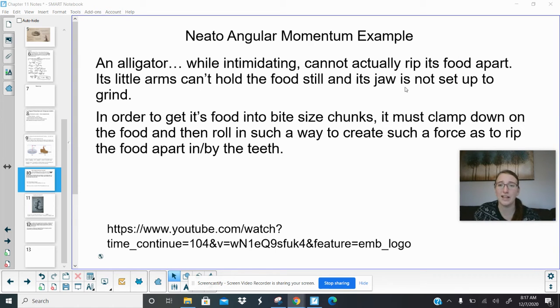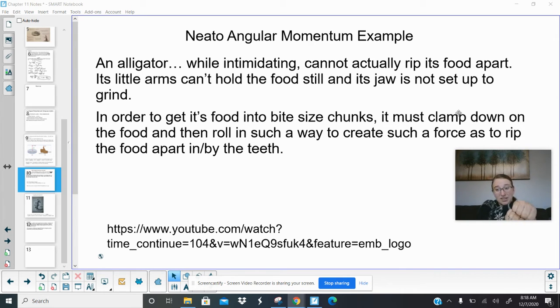So kind of a cool angular momentum example, talking about, again, the direction of these vectors as well. We're going to look at alligator death rolls. If you've never heard of these before, it's how an alligator really gets bites off of its food. It can chomp down, but if it needs to sever something, it has a hard time doing that just with its jaws because its arms can't help to keep the food still, and its jaw's not set up to grind. So what it does instead is it clamps down on the food and then rolls.